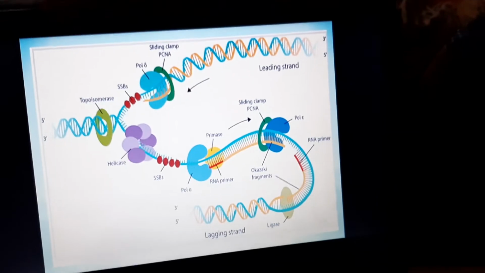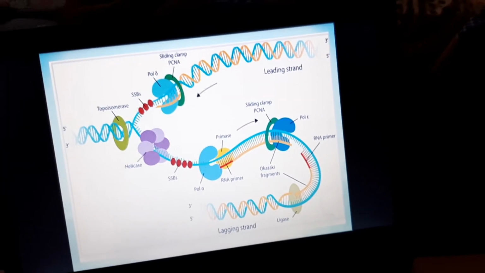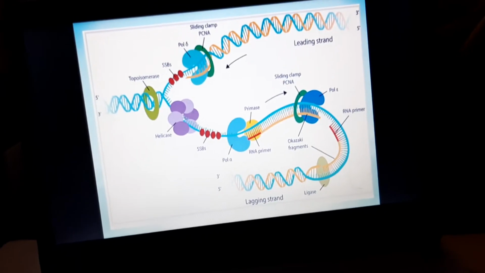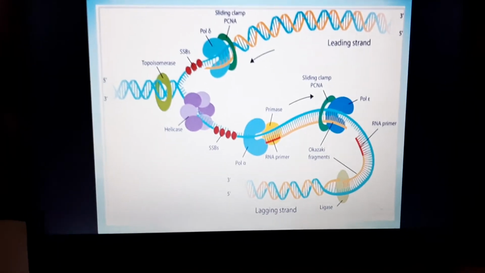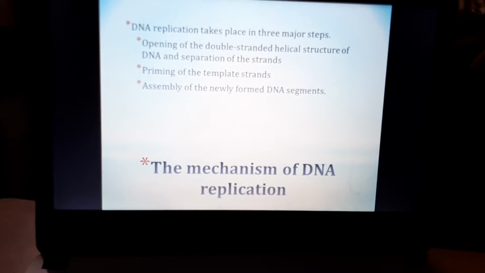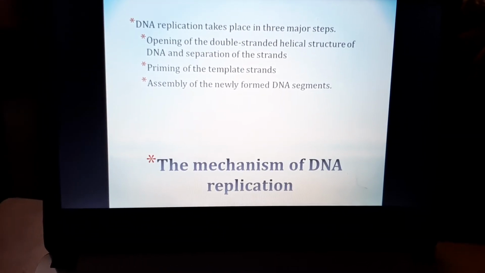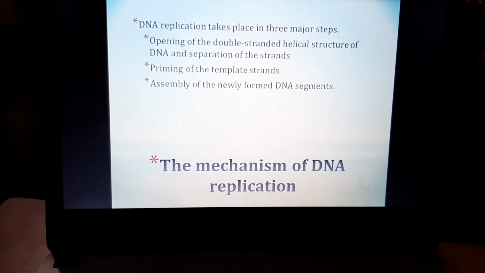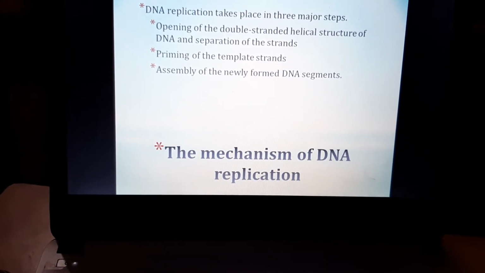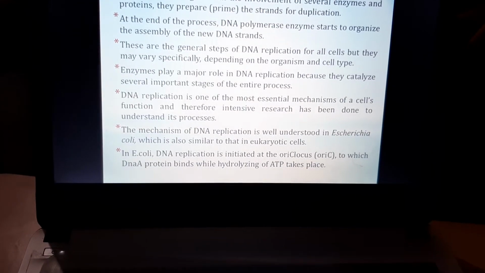This image shows the DNA replication process, with parental DNA being copied to synthesize the new strand of DNA. The mechanism of DNA replication consists of three major steps. First, opening the double stranded helical structure of DNA and separation of the strands. Second, priming of the template strand. Third, assembly of the newly formed DNA segments.